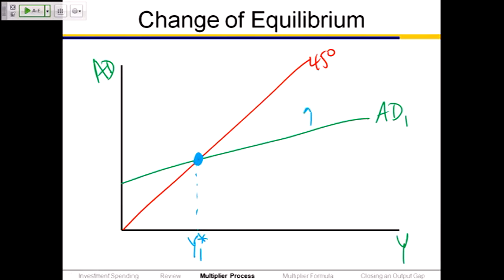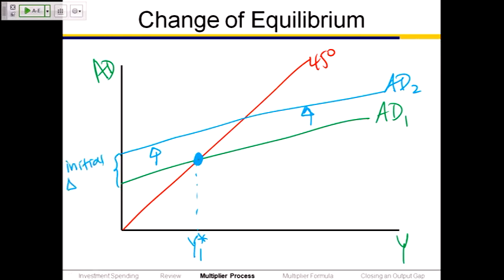Now suppose that there is some initial increase in spending. Suppose there is a $100 billion per month increase in the amount of purchases of machinery. That's going to shift the aggregate demand line up. The vertical distance between the two aggregate demand lines, that's the initial change in spending. In our case, that's the $100 billion per month that's now going to be spent on food trucks.